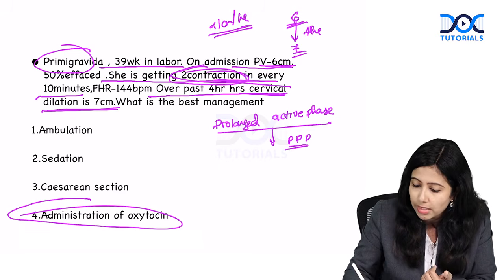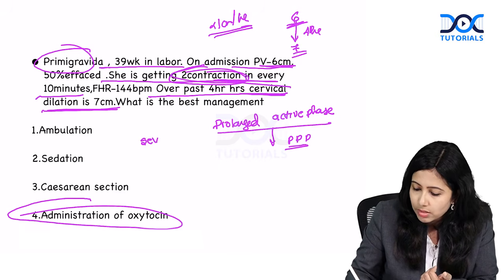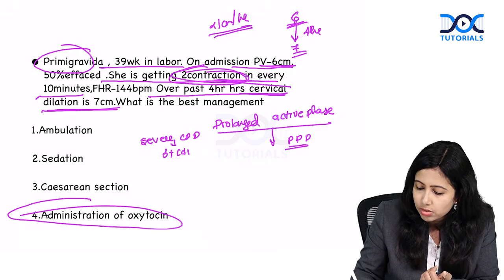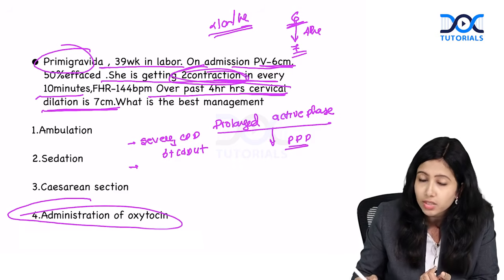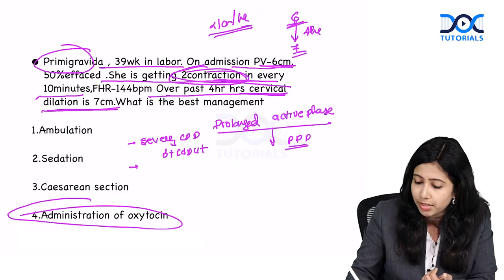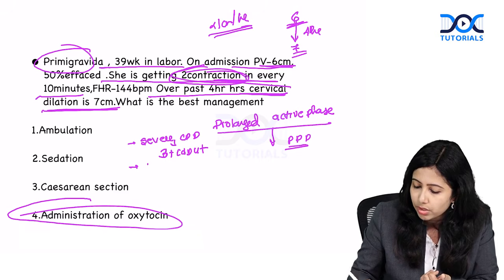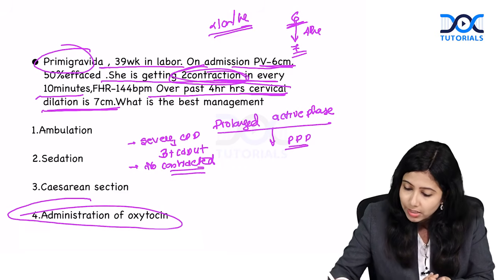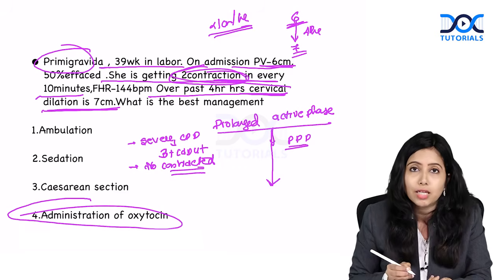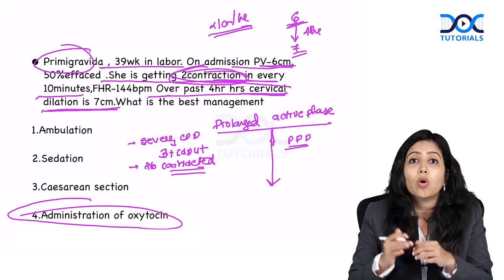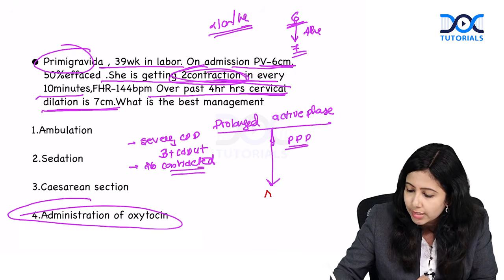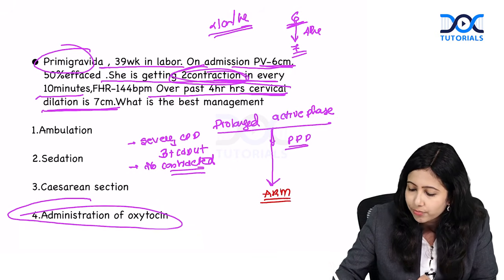So first rule out that there is no severe CPD. There is no 3+ caput, no severe caput, which would mean an obstructed labor. There is no contracted pelvis. If that is the case, then we can try for augmentation of labor. The first step that we are going to do in that case is ARM.